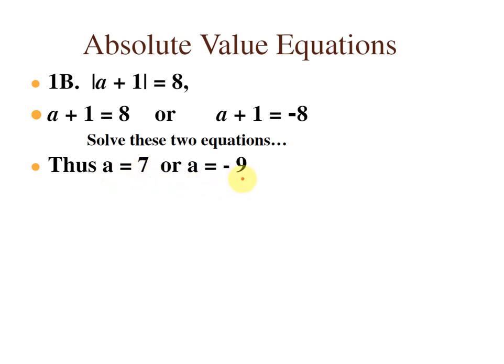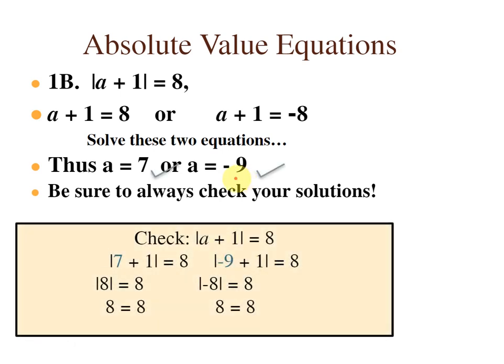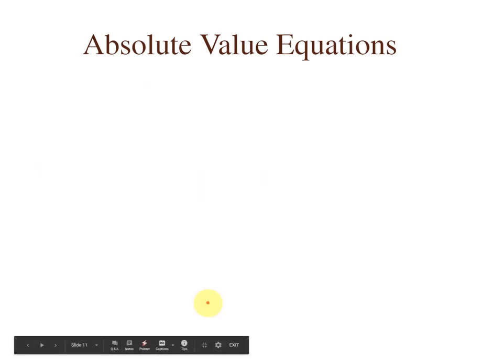So now the last step is I'm going to take both of these answers and substitute them into the original equation. Here's my 7. If I replace the a with a 7, it's going to say the absolute value of 7 plus 1. Well, the absolute value of 8 is 8, so this one checks out. And then if I take negative 9 plus 1, that's going to equal negative 8. Now keep in mind, it's the absolute value of negative 8, and the absolute value of negative 8 is 8, so this also checks out. Those are both valid solutions.